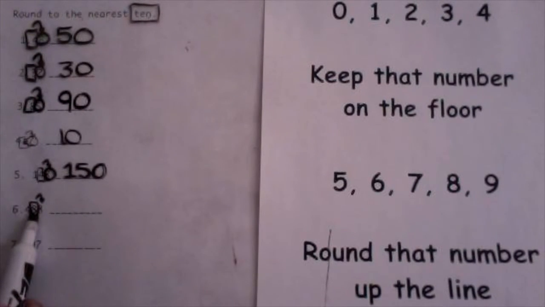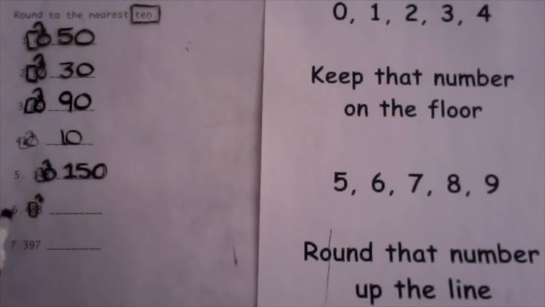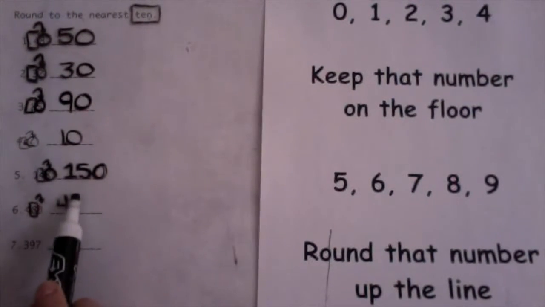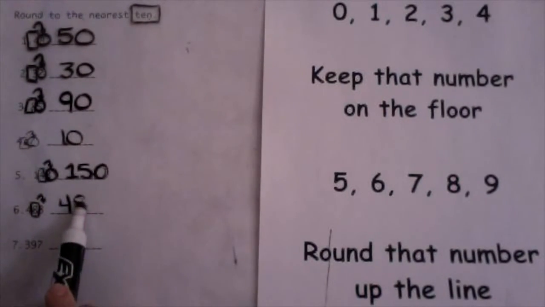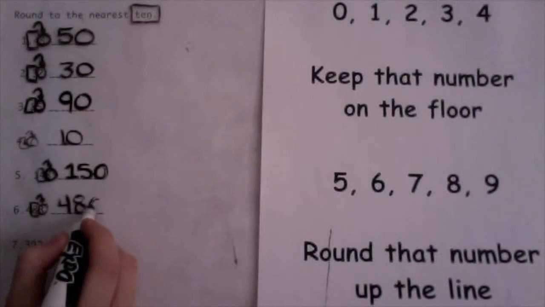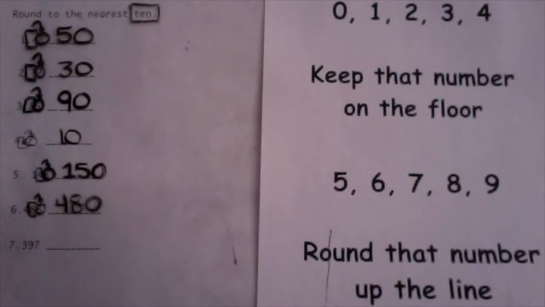Here's where it gets tricky. Remember, I told you you're not going to do anything to the hundreds place, so the 4 in the hundreds place is going to stay the same. Write the number 4 in the hundreds place. We decided that the number 8 in the tens place is going to stay on the floor, so we're going to keep that 8 in the tens place, and then anything after we are going to turn to a 0. So we have a 0 in our ones place. So the number 483 rounded to the nearest 10 is 480.